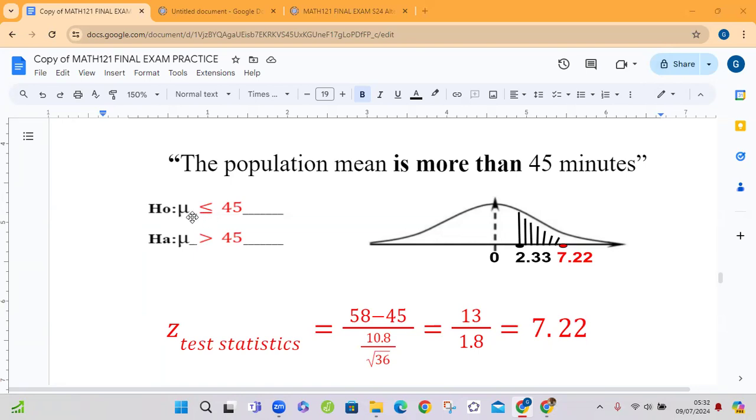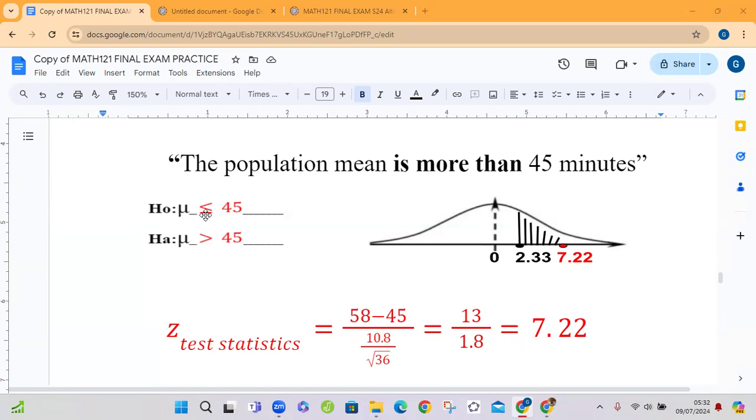So here you've got the pair of hypotheses. You must begin the hypothesis test with a pair of hypotheses. Again, the claim, the population mean is more than 45 minutes. That's the alternative. And the null is saying, no, the population mean is less than or equal to 45 minutes.